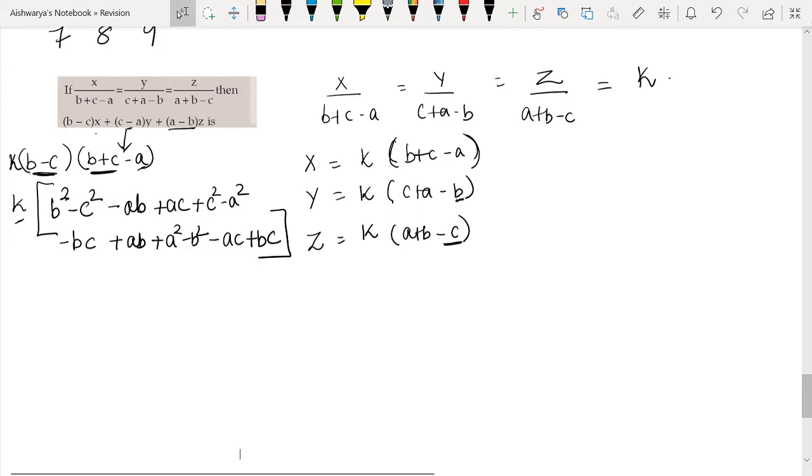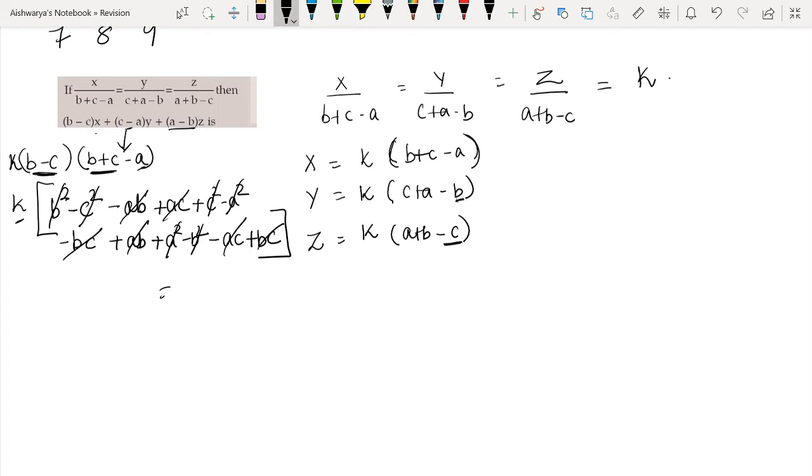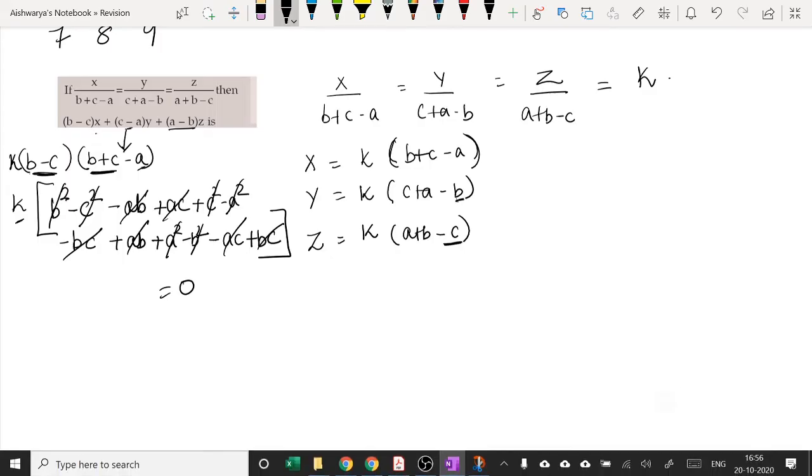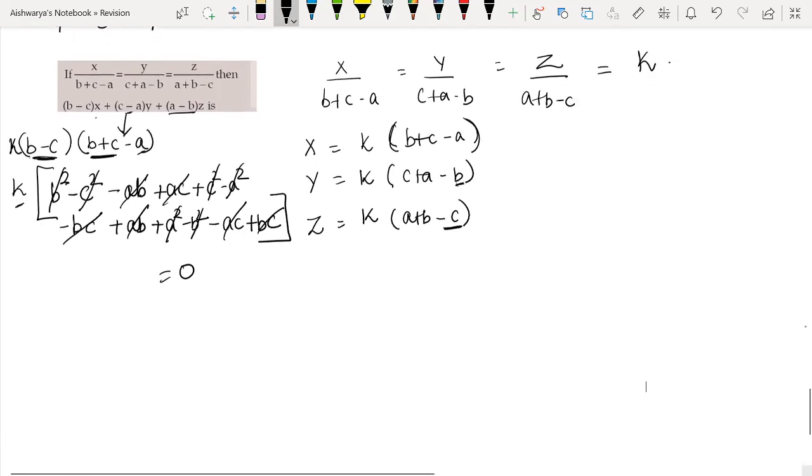Close. All of them have a k common, so I have taken it out. Now this and this will get cancelled. A square cancel. B square cancel. AB cancel. AC cancel. This and this cancel. Answer is 0. K into 0, 0. Are we clear? These type of questions, lot of questions are there in the additional question bank. These type of questions are also asked often in the examination. So this is with respect to proportion. So now let us go to indices.